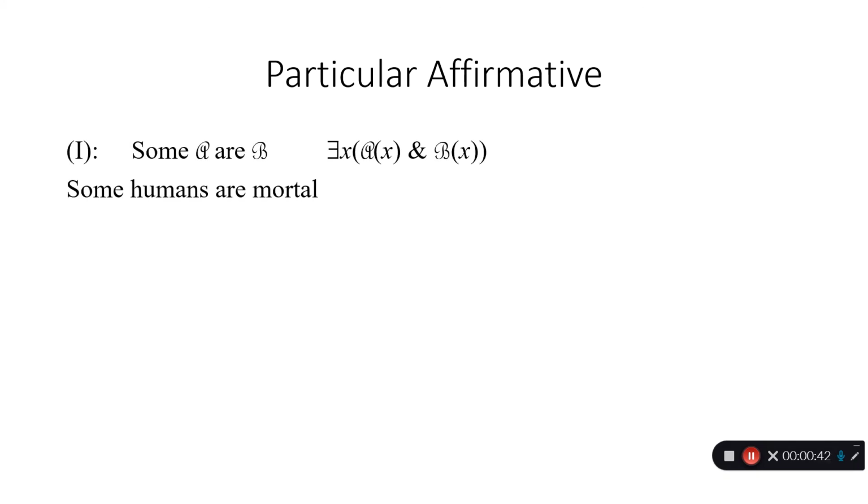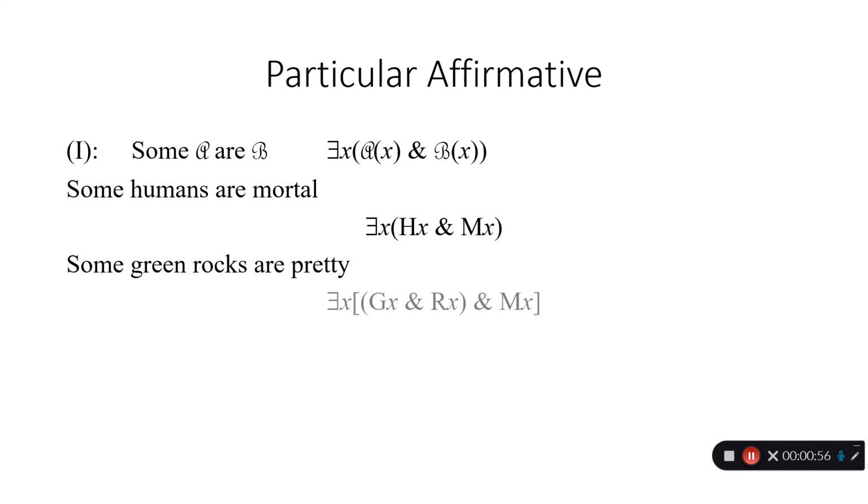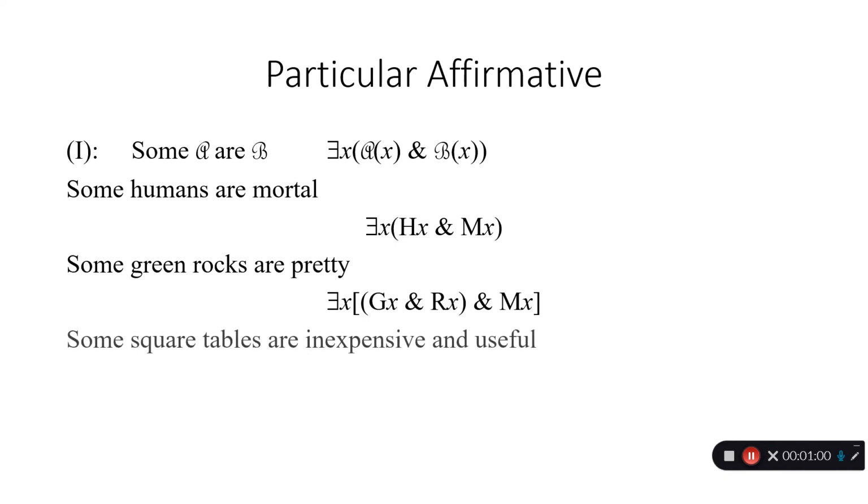Particular affirmative, and we'll deal with the ambiguity in connection with the particular negative. Particular affirmative is some A are B. Some examples are some humans are mortal. There is an X, HX, and MX. Some green rocks are pretty. Again, we're using GX and RX to mean green rock, PX to mean pretty, and we get an instance of that form above. And finally, the same thing happens with some square tables are inexpensive and useful.